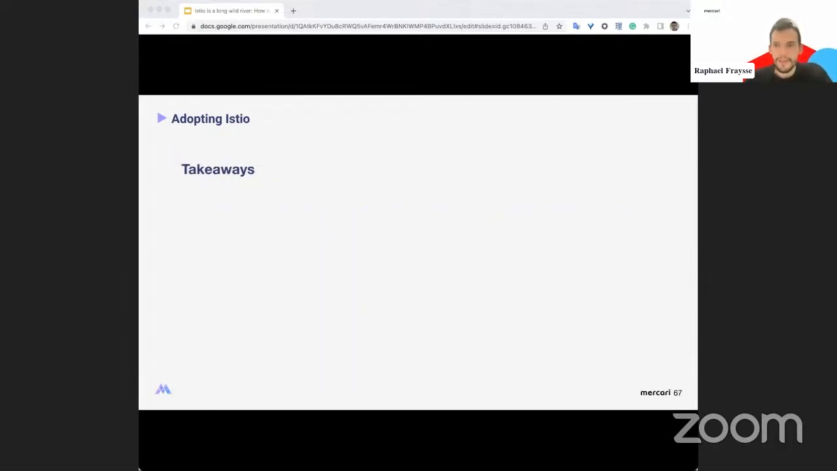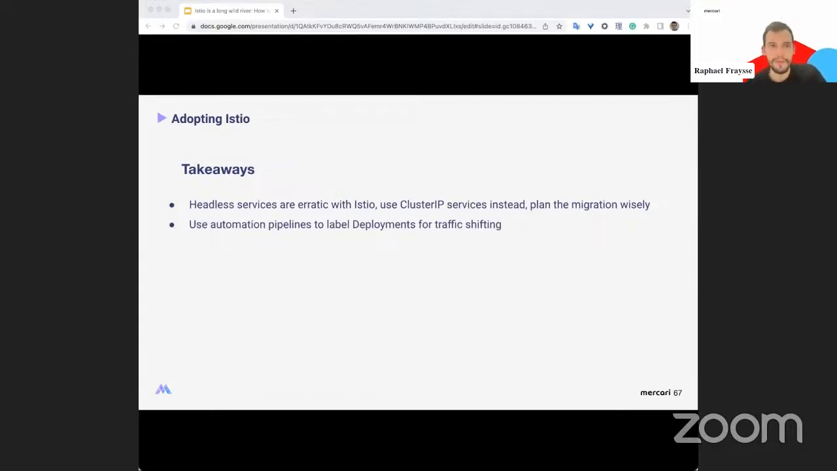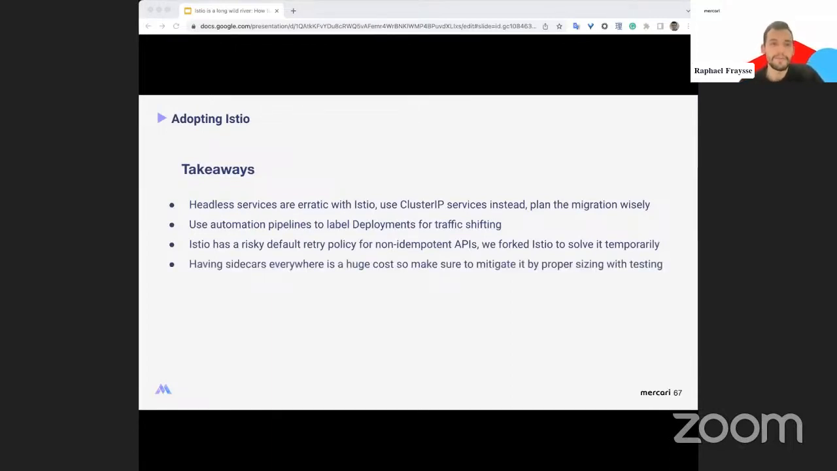So the last part is the takeaways for the second part on adopting Istio. We saw that headless services are erratic with Istio. We need to use cluster IP services instead, so we need to wisely plan the migration. We should use automation pipelines to label deployments for traffic shifting. Istio has a risky default policy for non-idempotent APIs. We had to fork it before; now you can just change the mesh configuration to do it. Having sidecars everywhere is a huge cost, so you need to mitigate it with proper sizing and testing or an appropriate auto-scaling mechanism. And the abstraction of Istio features is really the only way to spread the adoption and maximize the added value.